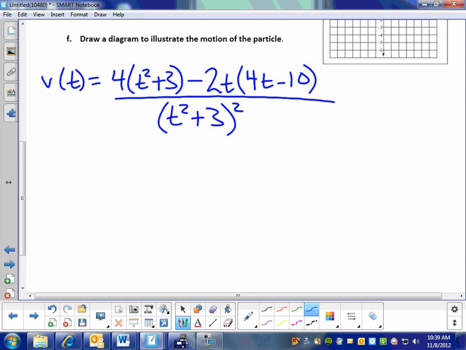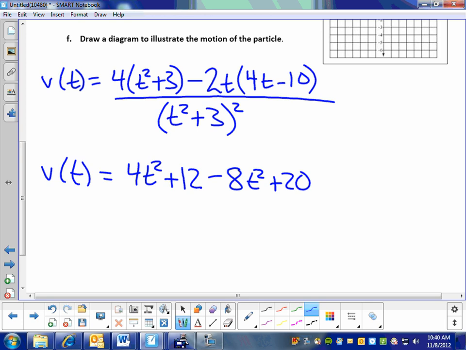Now, I know that the bottom looks like it creates an issue for us. It really doesn't, and I'll explain that in a second. But let's just simplify the top. So we have the velocity at time t is equal to 4t squared plus 12 minus 8t squared plus 20t.